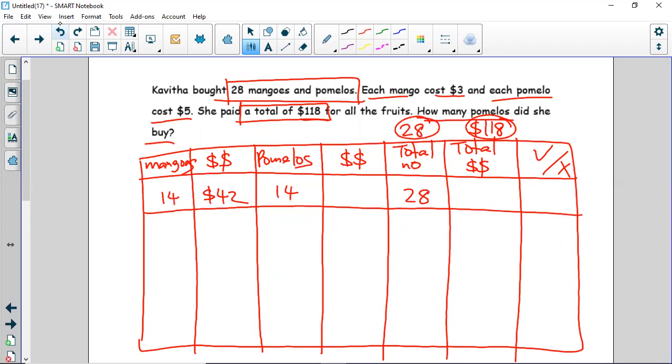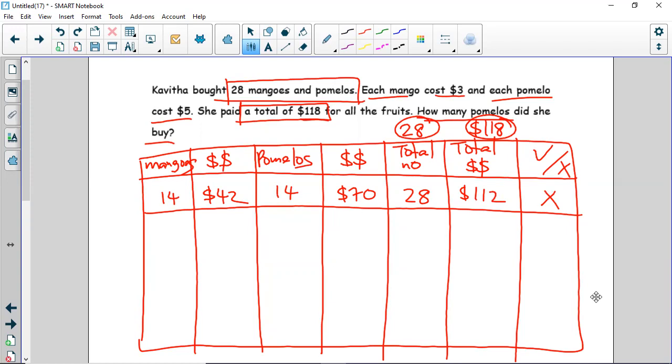Pomelos, one pomelo costs $5. So you have 14 times $5, that will be 70. So when you add the money together, you will get $112, which is the wrong guess. Okay, the wrong guess.